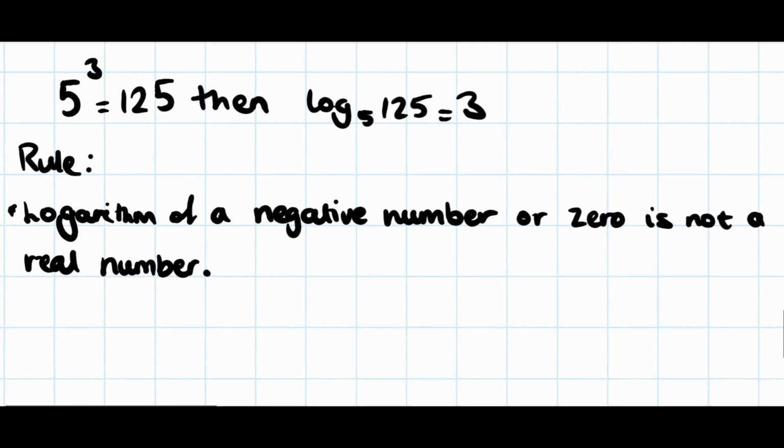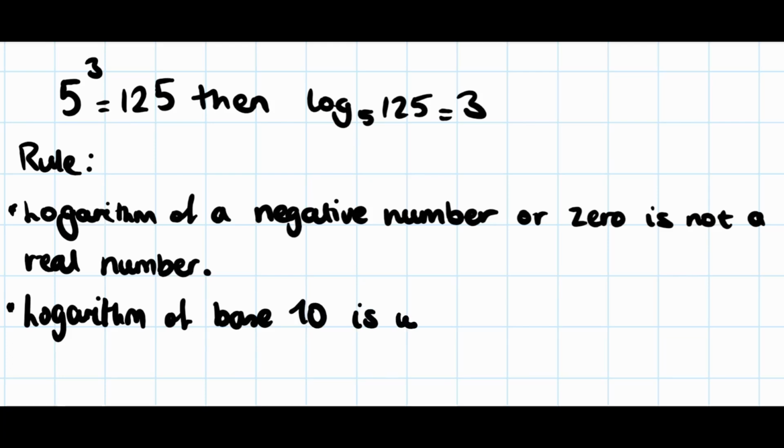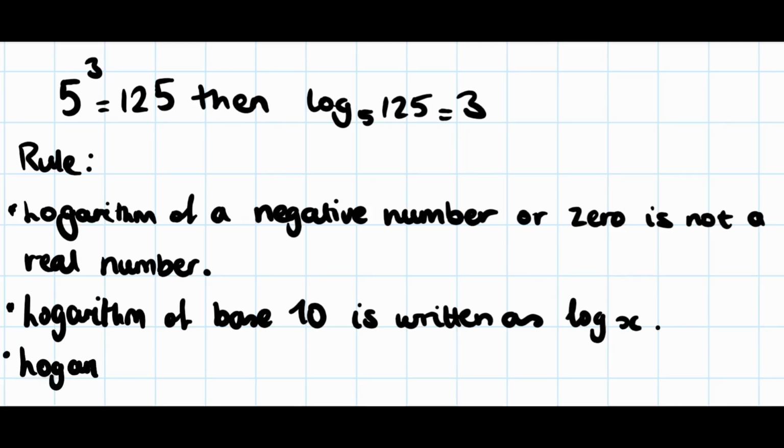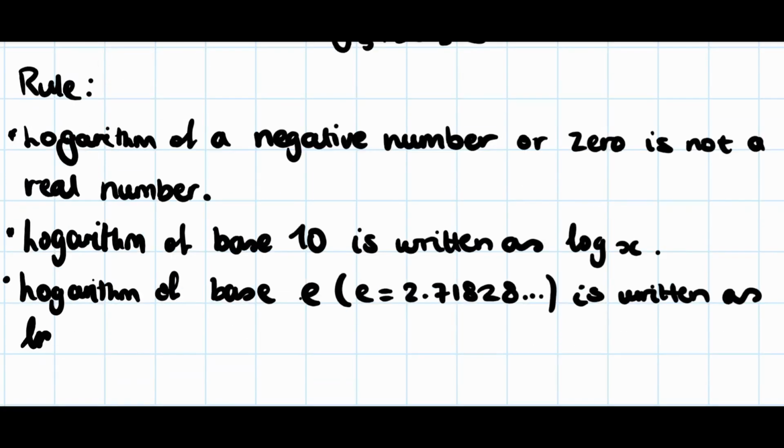Now moving on to our second rule, we will say that the logarithm of base 10, which means 10 to the power of something, is written as log x. And this log you'll find on your calculators. And we're going to look at a logarithm of base e. You will see e, which is this number I'm writing down, in exponential functions or in models like decay. But a logarithm of base e is written as ln x, or "lnx" as some people like to call it, but I prefer calling it ln x.